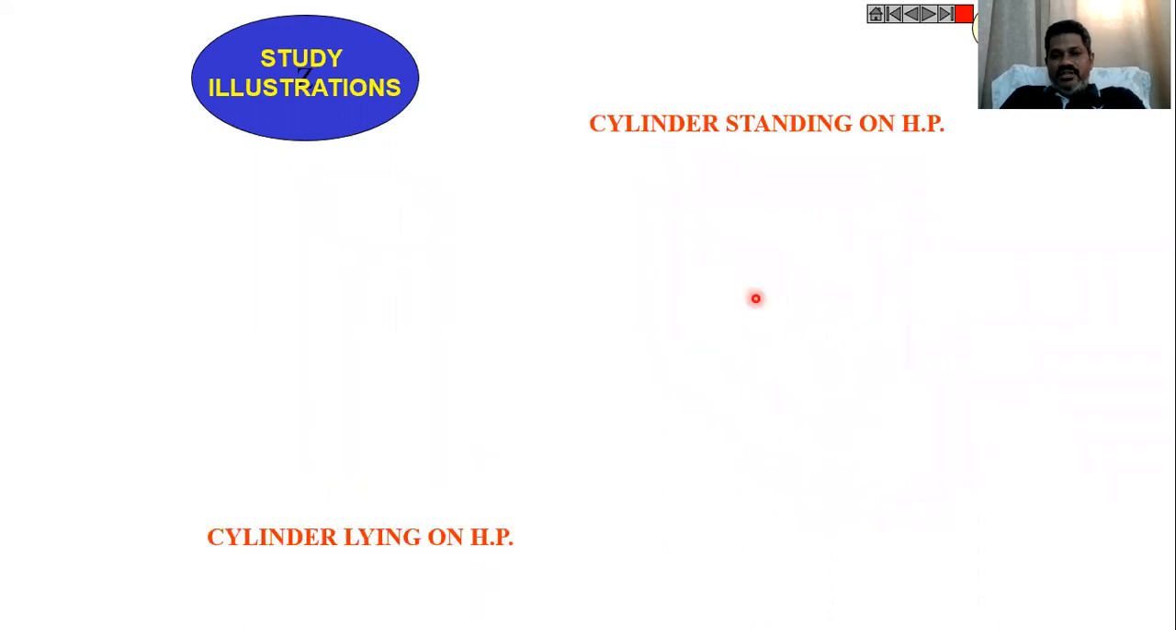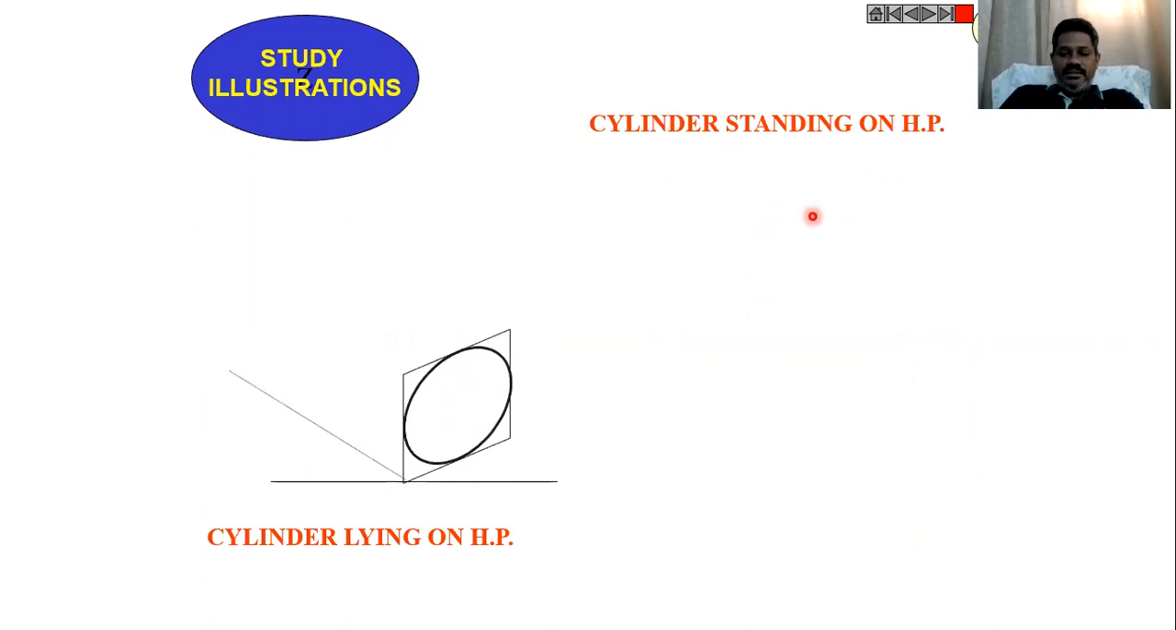Then let me move further to see one more figure. Cylinder standing on HP. That means one of the bases of the cylinder is lying on the horizontal plane. That is a condition. This is the one problem we need to draw. Then first I would like to draw the cylinder lying on HP.